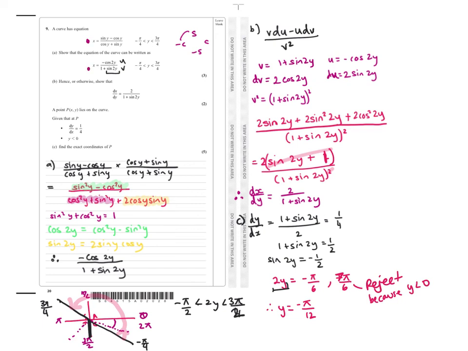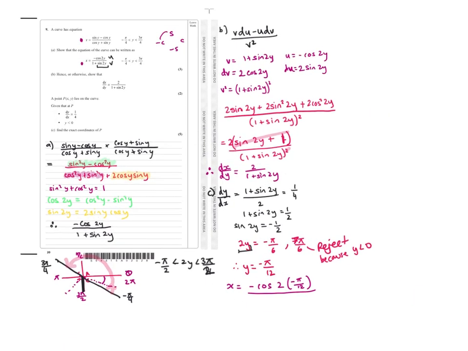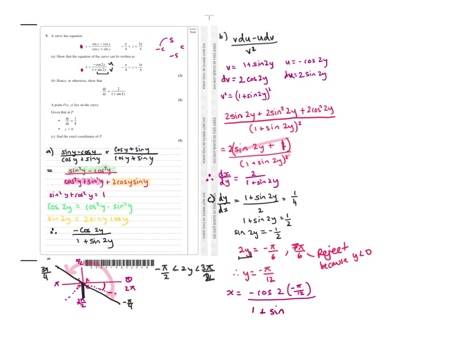So to find x, I'm going to substitute it in the second one, it looks like less work: x equals minus cos of 2 lots of minus pi over 12, all over 1 plus sine of 2 lots of minus pi over 12. Okay, I'm going to put that into my calculator. I'm going to get minus root 3. Okay, so therefore, the point is minus root 3 and minus pi over 12. Okay.